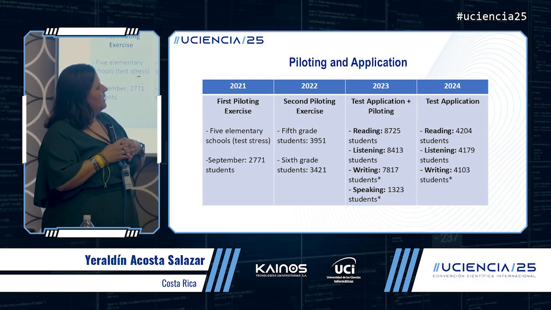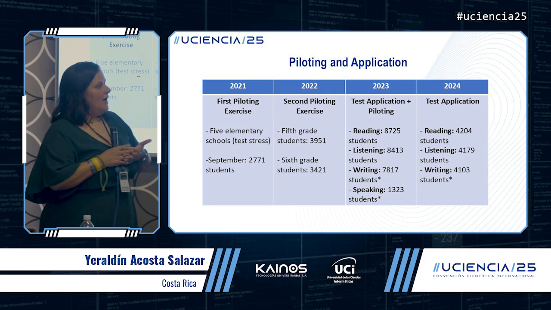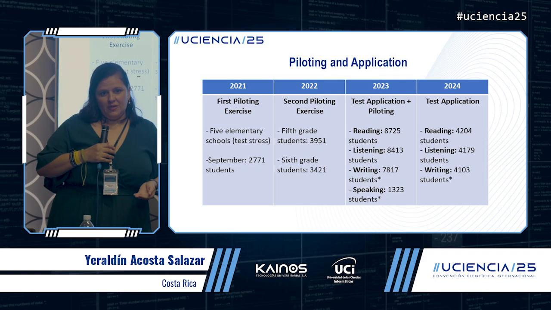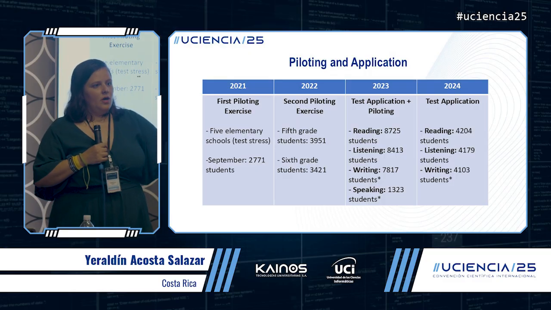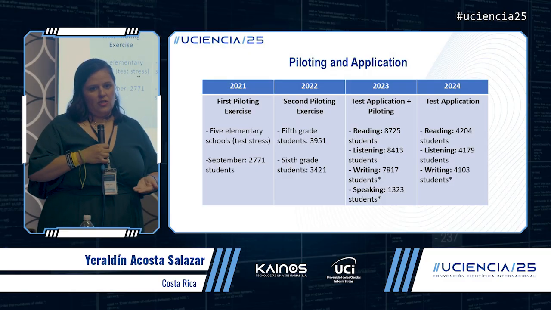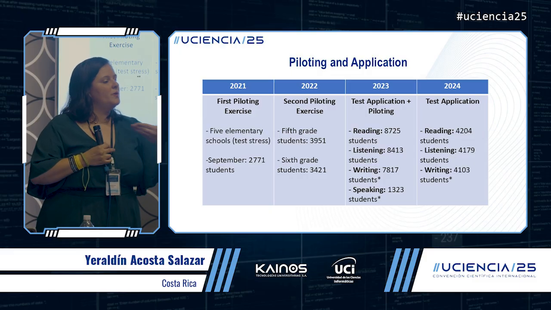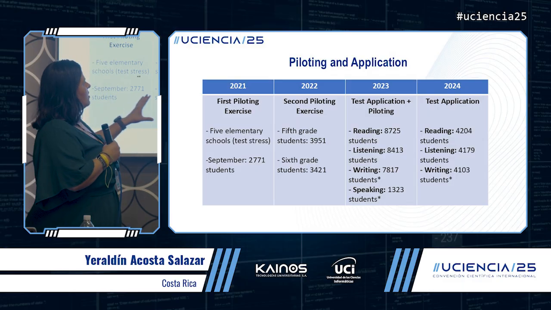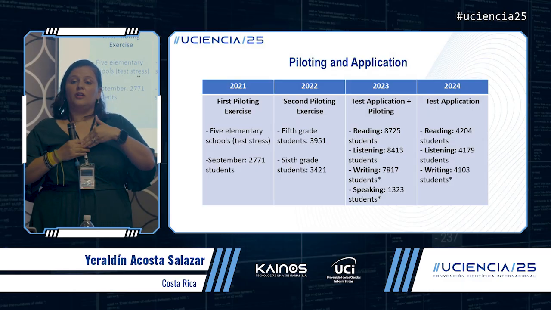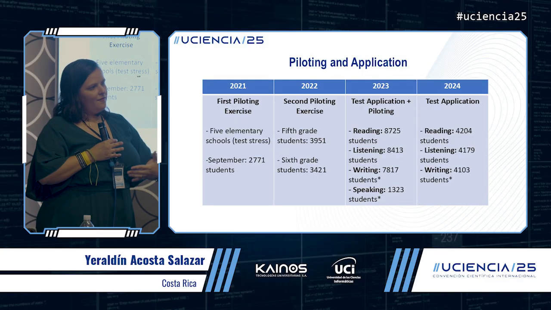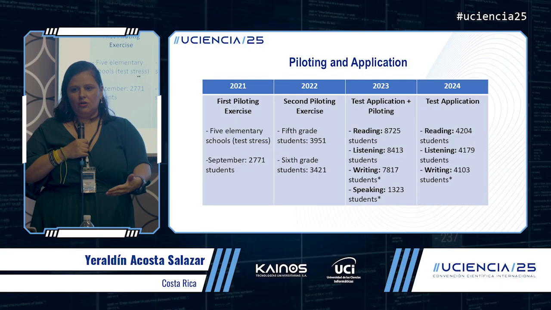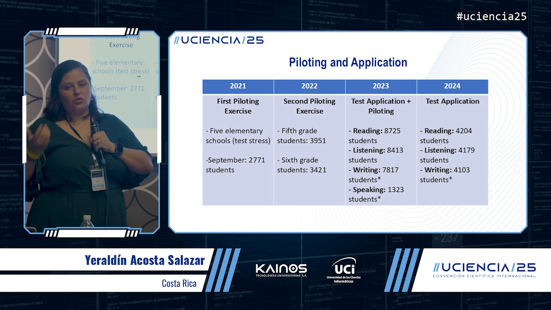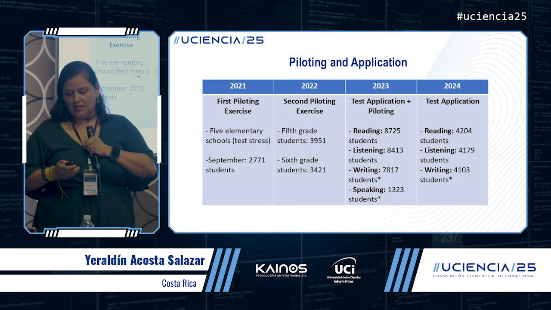This time the sample was smaller, and this also aligns with the fact that there was a change of government, and the government is the one that decides what to do in terms of education. So it's not something that we just do because we want to. It depends on the priorities of the government. So this year we had a smaller sample, and for 2025, we didn't have a real application for the test. However, we are testing new tools for the future that could be useful for us.